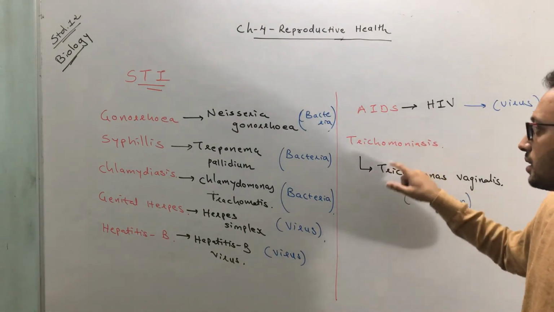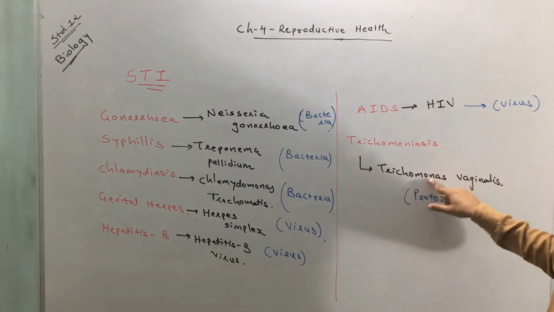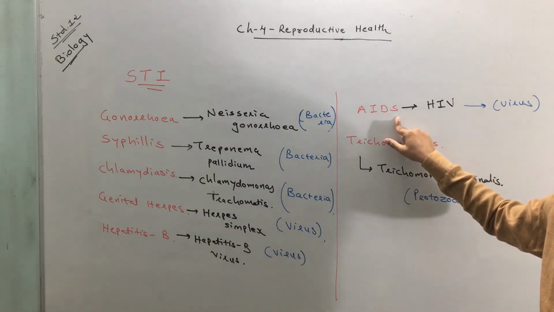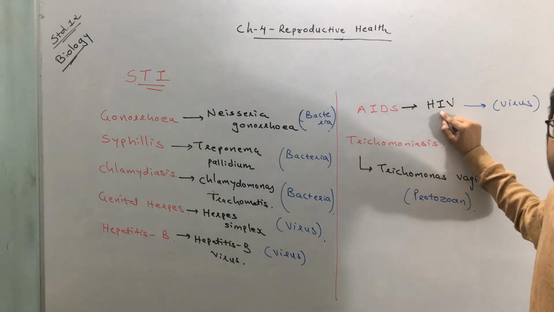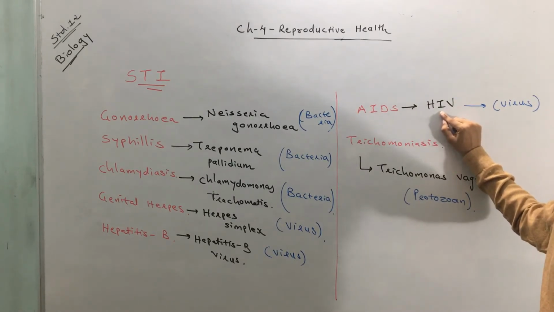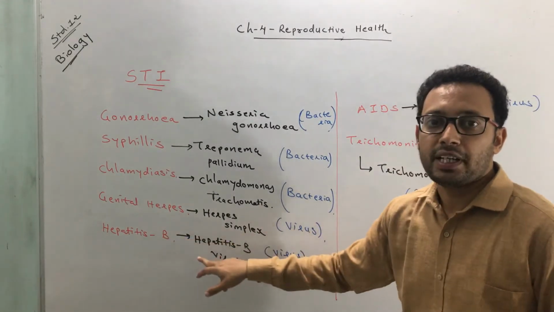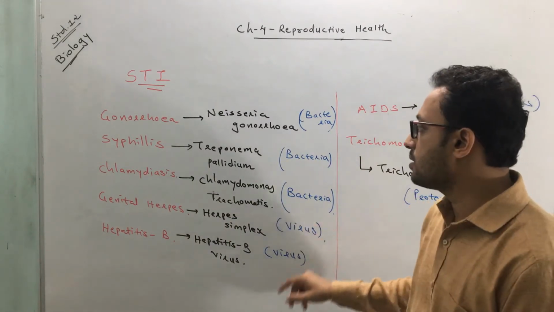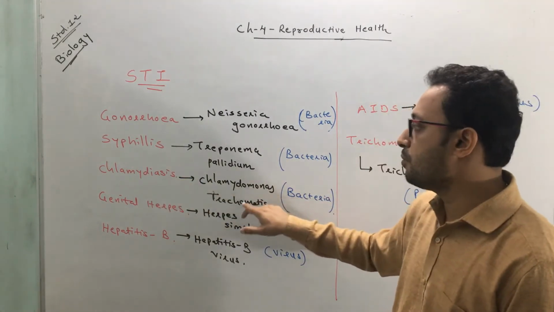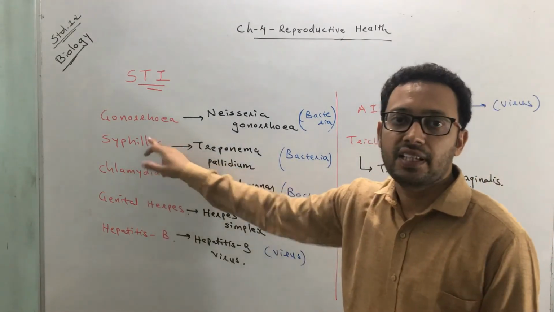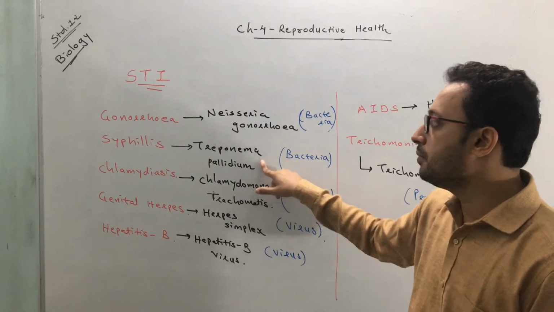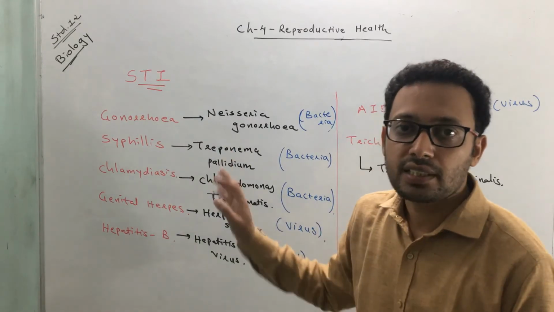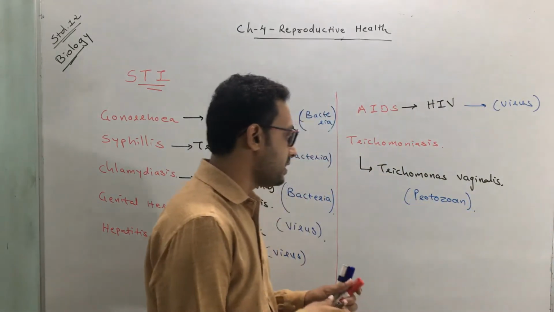So I can repeat how this occurs. Trichomoniasis is caused by Trichomonas vaginalis, a type of protozoa. AIDS, acquired immunodeficiency syndrome, is caused by the HIV virus, that means human immunodeficiency virus. Hepatitis B is caused by hepatitis B virus. Genital herpes is caused by herpes simplex virus. Chlamydiasis is caused by Chlamydia trachomatis, a bacteria. Syphilis is caused by Treponema pallidum, a bacteria, and gonorrhea is caused by Neisseria gonorrhoeae. So these are the different causative organisms which cause the diseases.